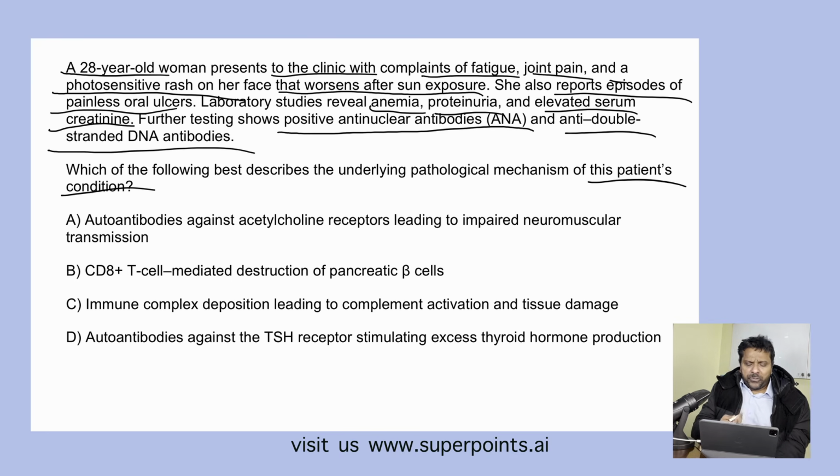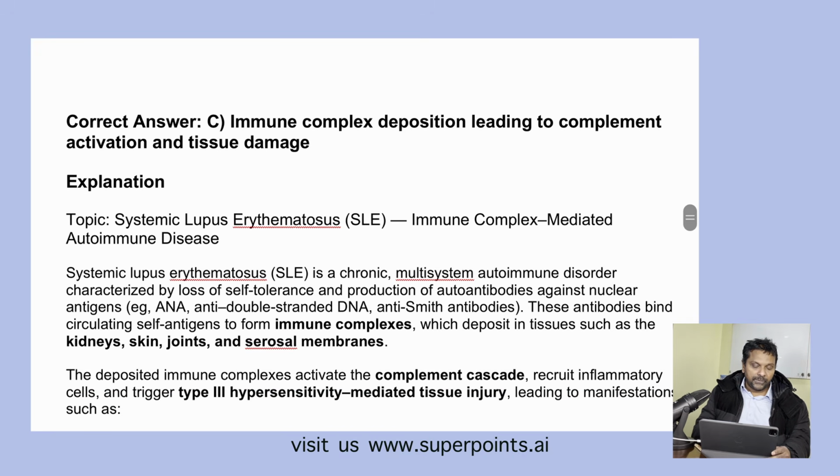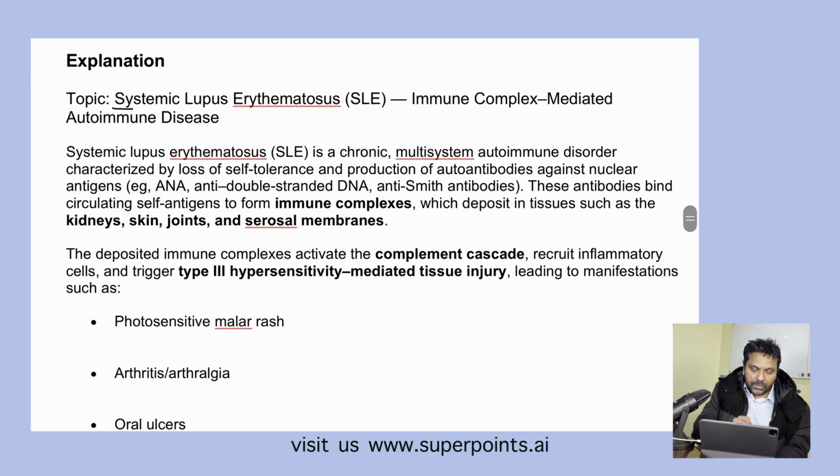If you look at the case, she has fatigue, joint pain, photosensitive rash on her face, anemia, proteinuria, elevated serum creatinine, positive anti-nuclear antibodies, and double-stranded DNA antibodies. So we already know the diagnosis. She has systemic lupus erythematosus. The question is, what is the pathogenesis of systemic lupus erythematosus? The answer here is C, because I already discussed it in the last question: immune complex deposition leading to complement activation and tissue damage.